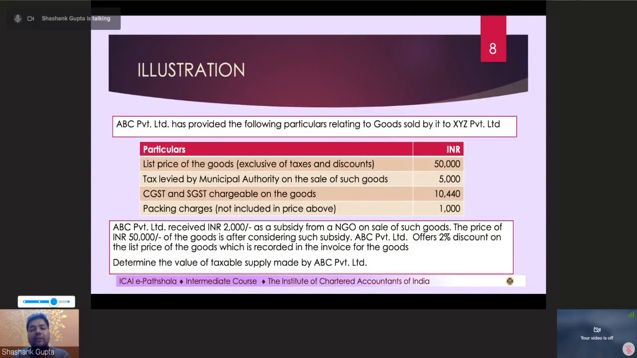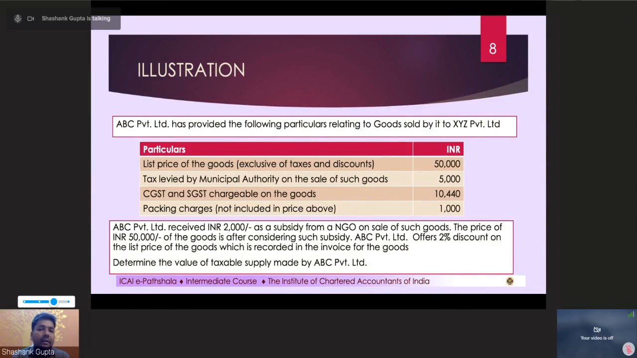The list price of goods, exclusive of taxes and discounts, is how much? 50,000 rupees. Second of all, tax levied by municipal authority on sale of such goods is 5,000. Will this 5,000 be included or not?